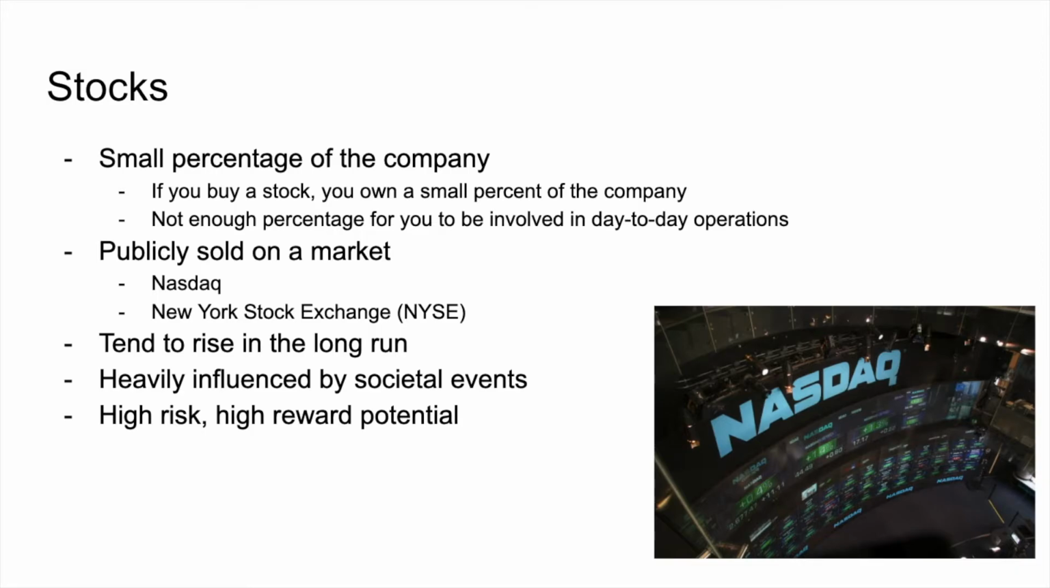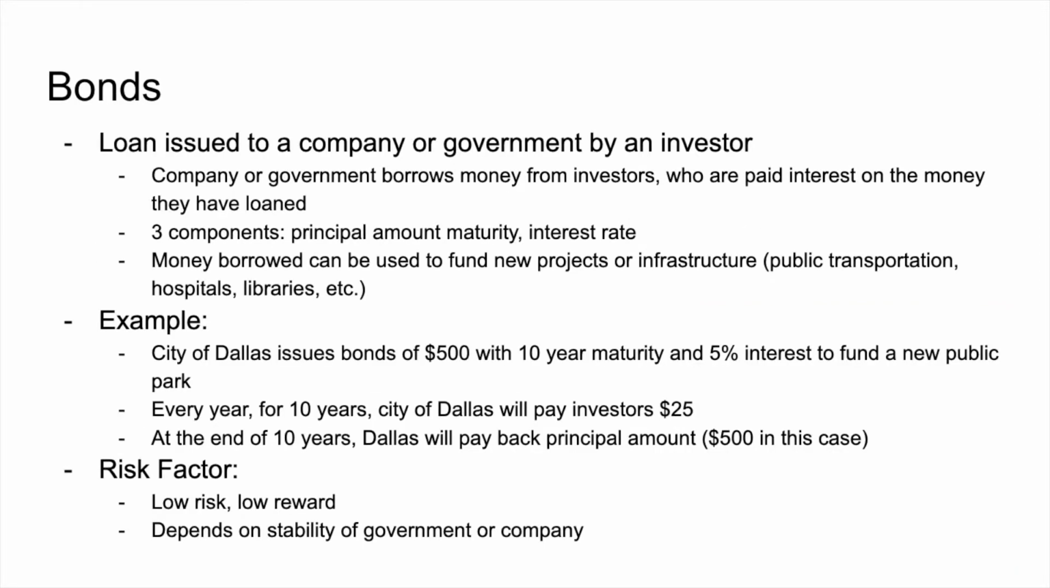Moving on to a somewhat lesser known investment option, we have bonds. Bonds are essentially loans issued to a company or government by an investor. The three components of any bond are its principal amount, which is how much you loan to the company or government; maturity, which is how long before you are paid back your principal amount; and interest rate, which is the percent of your principal the government or company pays you every year.